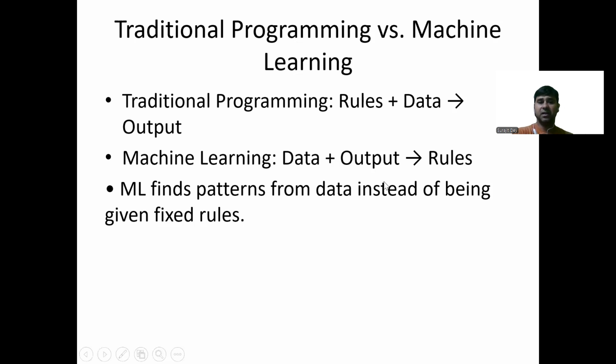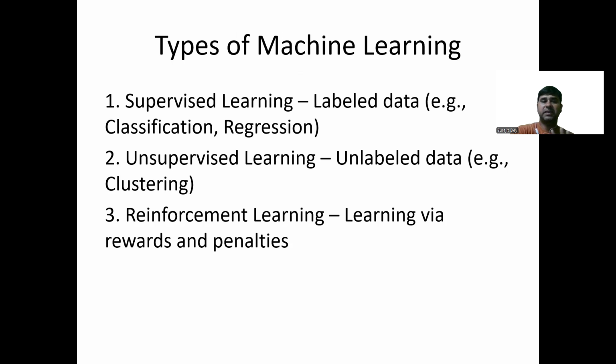So machine learning finds patterns from the data instead of being given fixed rules. It learns in its own way based on your data sets. Right? Now the types of machine learning. We have different types of machine learning. We can have supervised learning, unsupervised learning, and reinforcement learning. These are the three types of learning methods for machine learning.